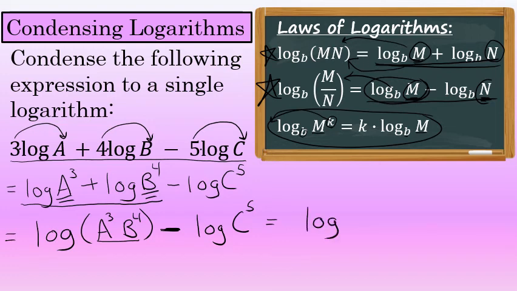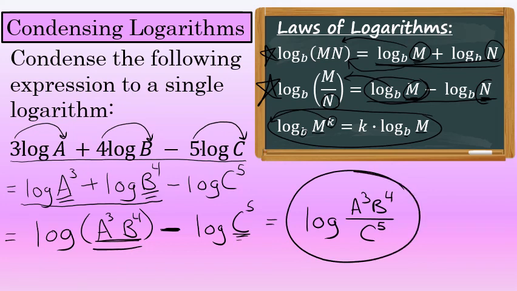So in this case, the first term, the term before the minus sign, was the logarithm of a to the third, b to the fourth. And after the minus sign, we were taking the log of c to the fifth. So that goes in the denominator. At this point, we have condensed our original logarithmic expression to a single logarithm. 3 log a plus 4 log b minus 5 log c is the same thing as the single logarithm of a to the third, b to the fourth over c to the fifth.